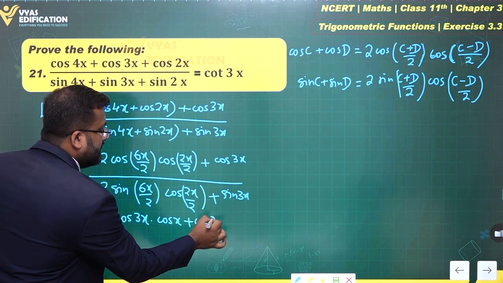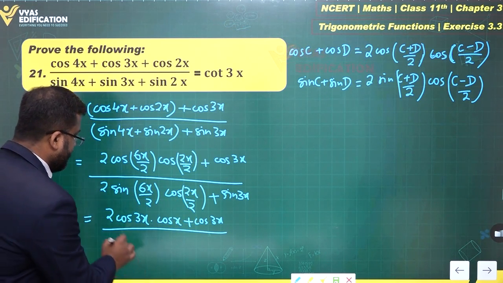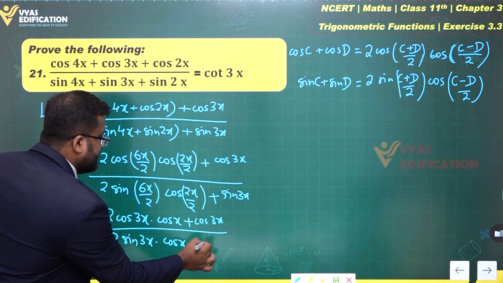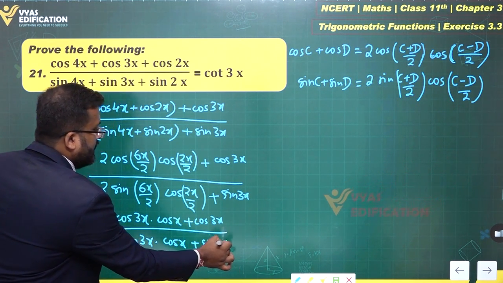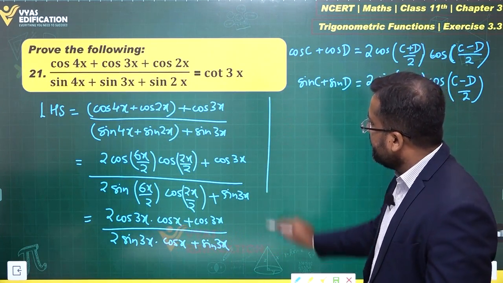Plus there is another cos 3x. Okay, what about the denominator? You have sine 3x and cos x again. Plus this is sine 3x. Okay, what else? Once you have solved this much, let's continue further.